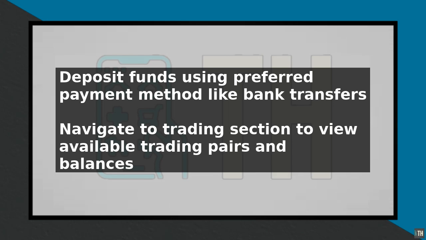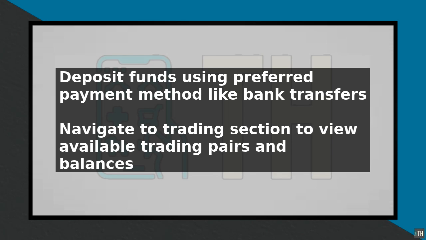After depositing funds, navigate to the trading section of the platform. Here, you will see a list of available trading pairs, including major cryptocurrencies such as Bitcoin and Ethereum. Select the trading pair you want to trade and click on the Buy or Sell button. Enter the amount you want to trade and confirm the transaction.